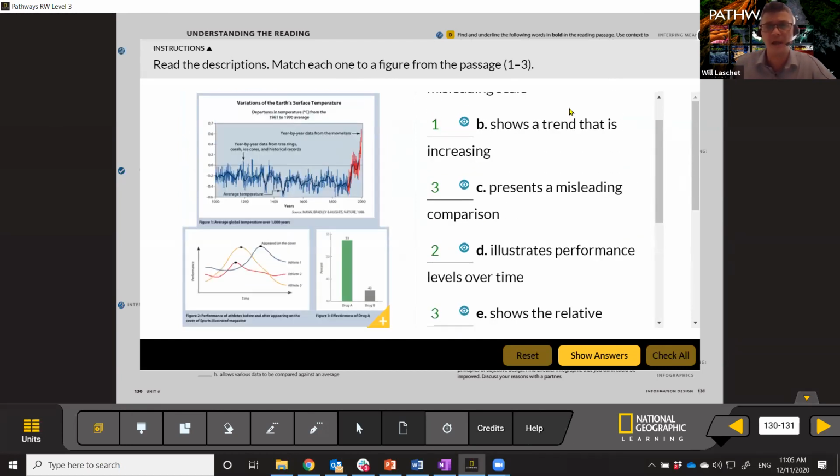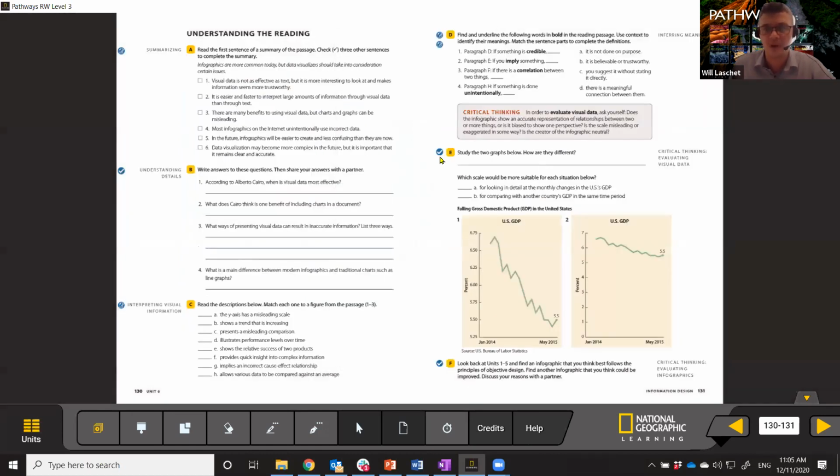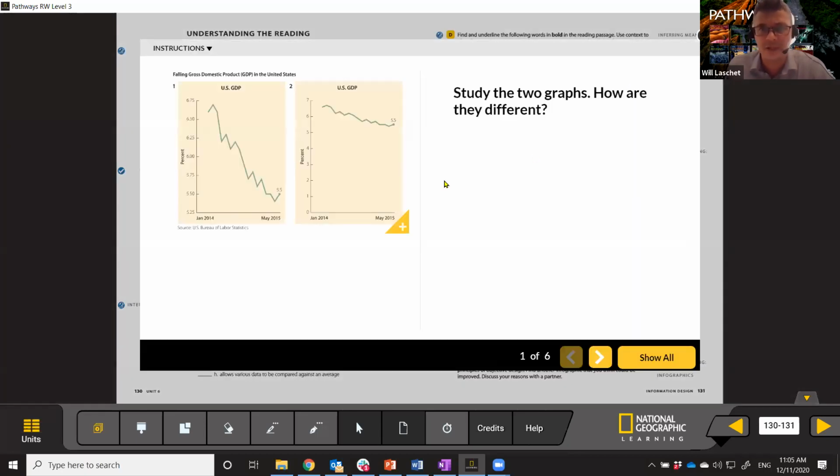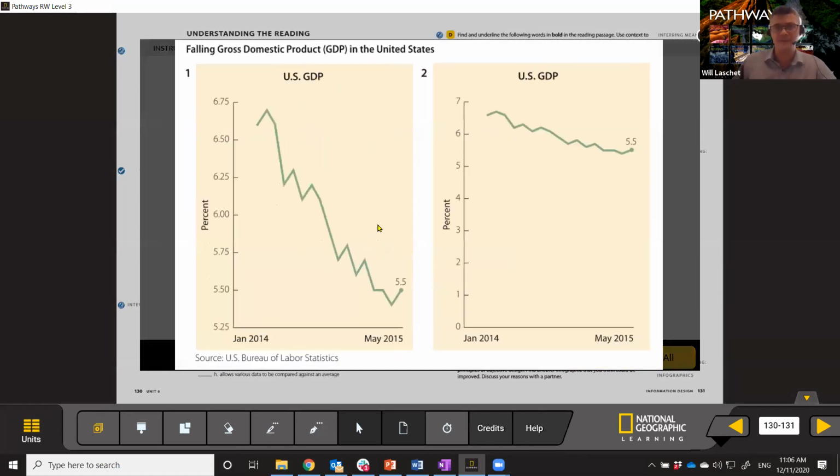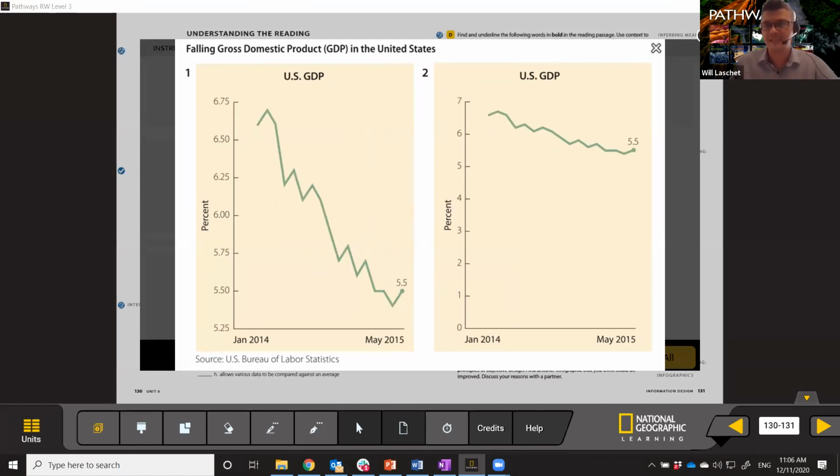So this is just one of the activities here. We've got a lot of really nice activities, including all the vocabulary, including the comprehension. And the last one here, which I think is really nice, which I'm going to show you, is the same graph. We have the same information, just with a different scale. It's showing us the GDP in the United States from January 2014 to May 2015. And all that's different here is the scale.